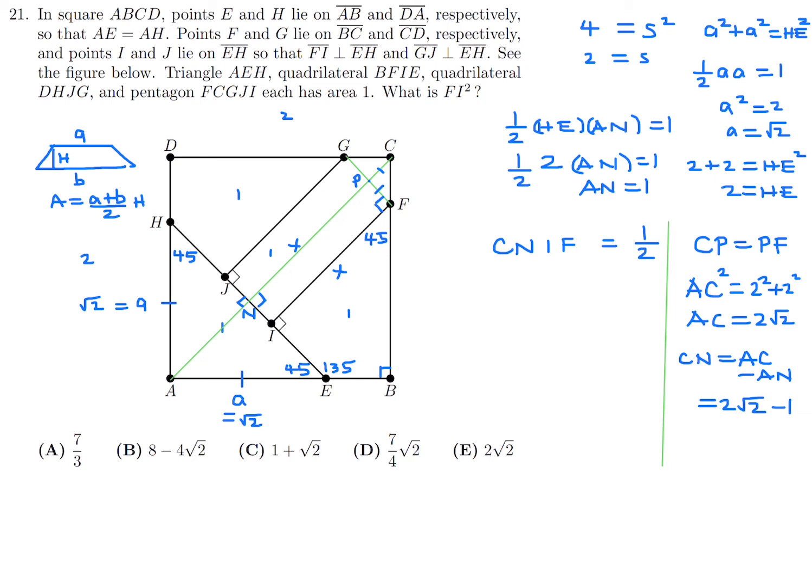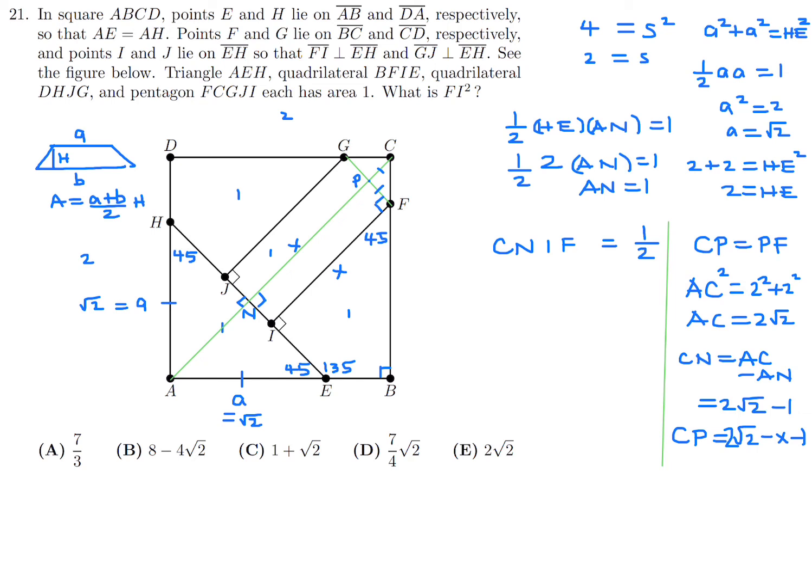Now let's figure out at least one of these. Let's figure out the value for PF or CP, either one. CP is going to be that entire diagonal, minus this 1 minus this x. So minus x minus 1. And that entire diagonal is actually 2 root 2. Right, AC is 2 root 2.